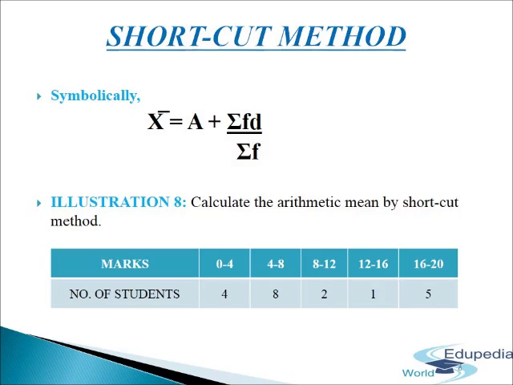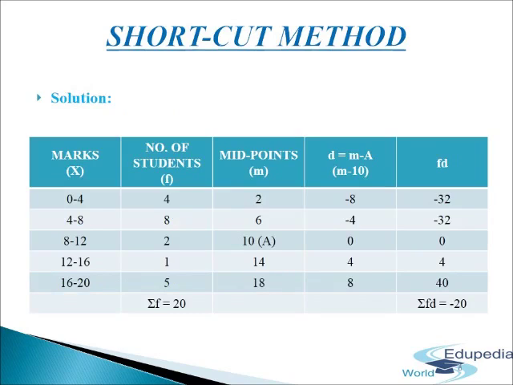We will understand this with the help of a following illustration. We have to calculate the arithmetic mean by shortcut method of the table given. We will make a table of 5 columns. In the first column, we will write marks, which is denoted by X. In the second column, we will write number of students, which is denoted by F, which is the frequency. We will add up the frequency to get the sigma F, which is 20 in this particular illustration.